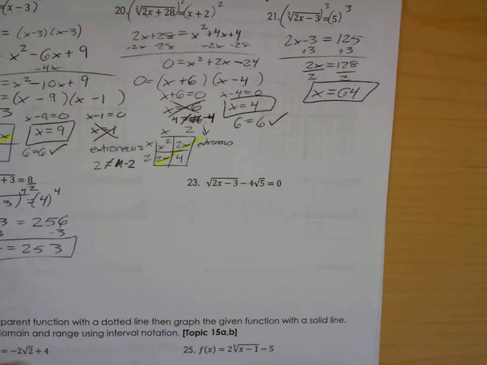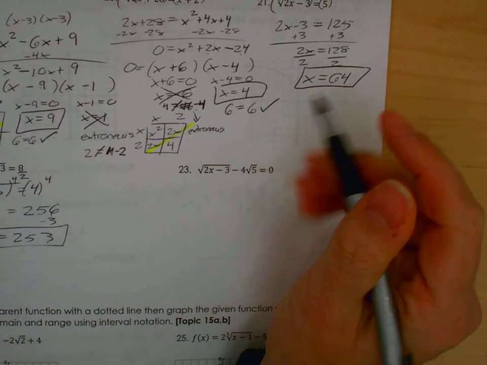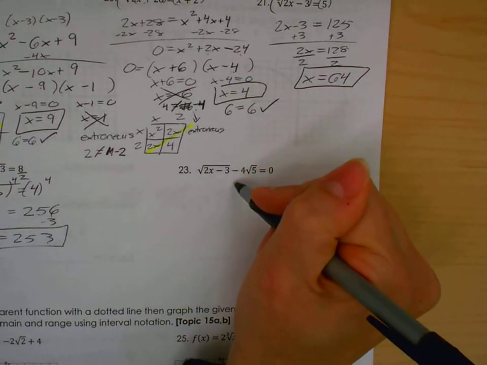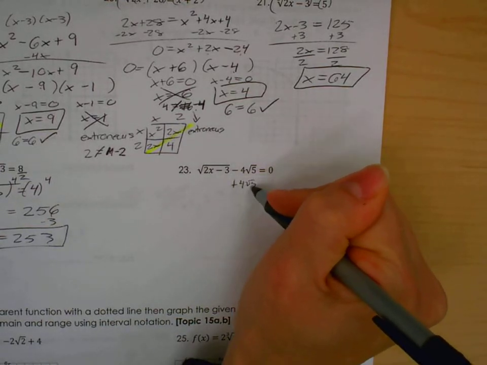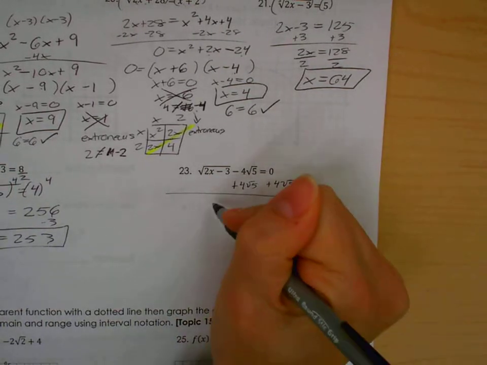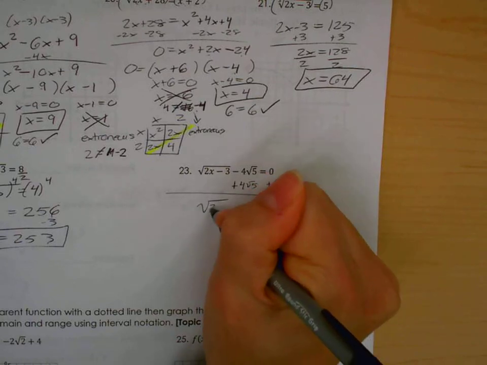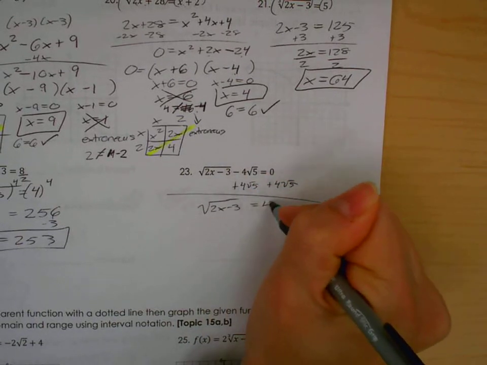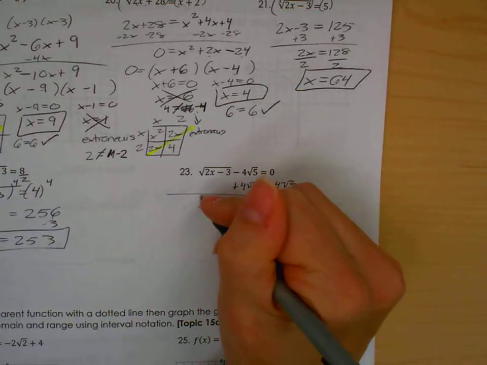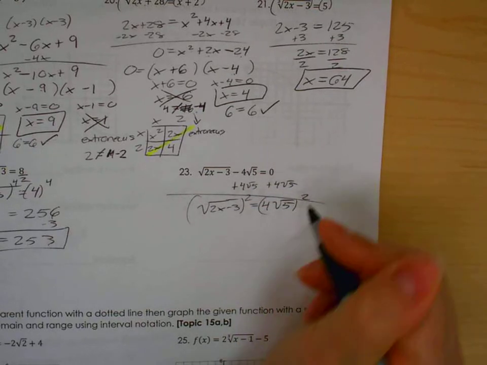And the last problem. I am going to move this to the other side to start with. So I'm going to add 4 times the square root of 5 to both sides. Makes it a little bit easier when I'm squaring both sides. So I get the square root of 2x minus 3 equals 4 times the square root of 5. To get rid of a square root, I need to square both sides.